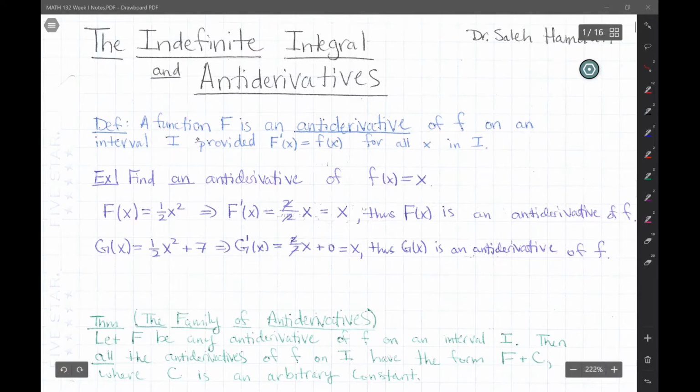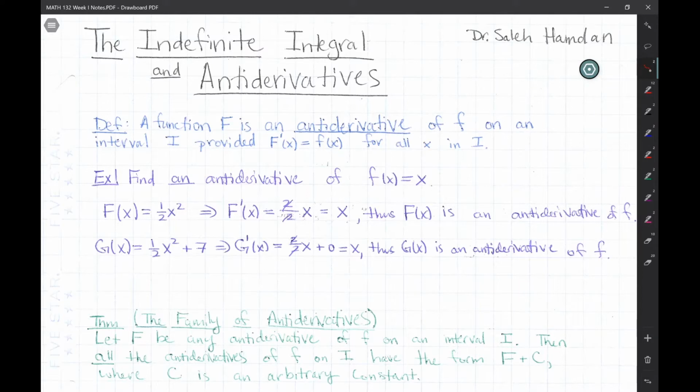So we call a function capital F an antiderivative, and notice here it's an and not the antiderivative. It's an antiderivative of lowercase f, provided that when we take the derivative of this capital F, we get the derivative function which is equal to the function lowercase f. That is called an antiderivative.